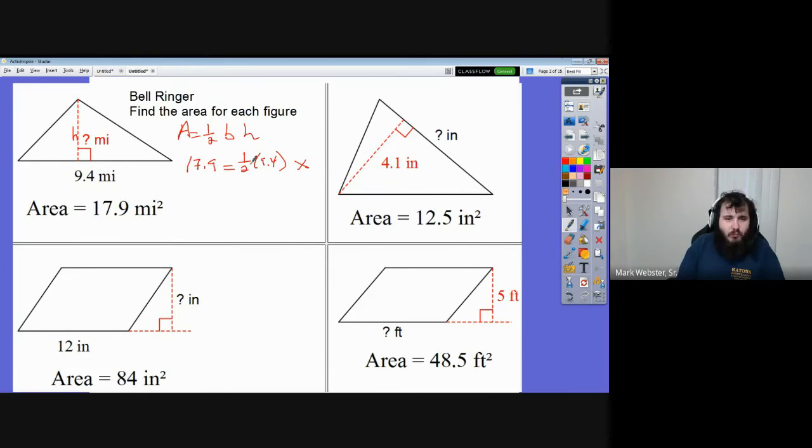I'm going to say, what's half of 9.4? Well, half of 9 is 4.5. Half of 0.4 is 0.2. So we got 4.7x. So now we're going to do 17.9 divided by 4.7. And I'm just sitting here doing it on my calculator here in the background, so it's not cluttering up the page. And if we look, we end up with x equals 3.80851068.